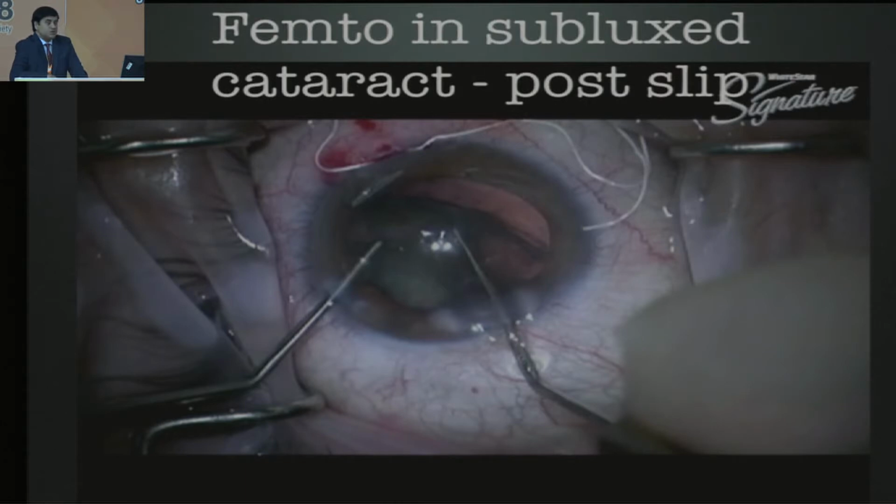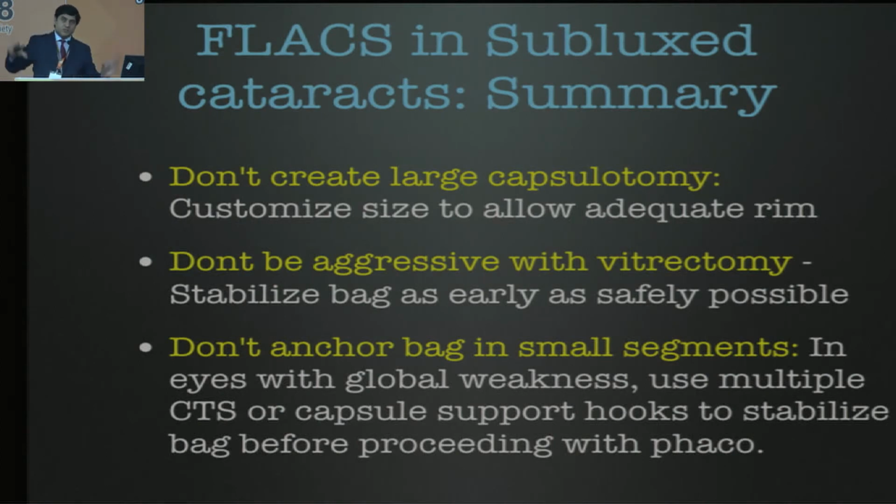So important to keep in mind in cases like this, to ensure that you are placing at least 2 or 3 segments or 2 or 3 hooks so that you are providing diffuse support to the capsular bag. So to summarize, the main take-home points in subluxed cataracts is not to create a large capsulotomy, not to be too aggressive with your anterior vitrectomy, and to make sure that you're providing adequate support to the capsular bag. If you have global zonular weakness, you really want to make sure that you are providing circumferential support to that capsular bag before proceeding with nucleus removal.